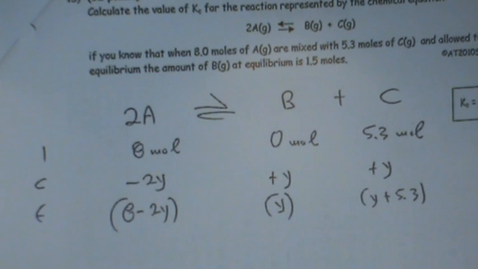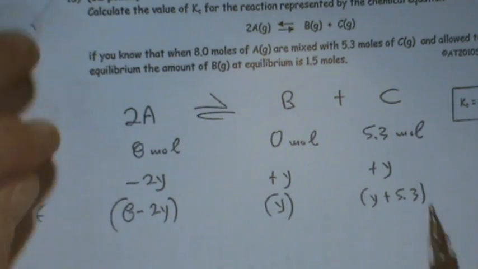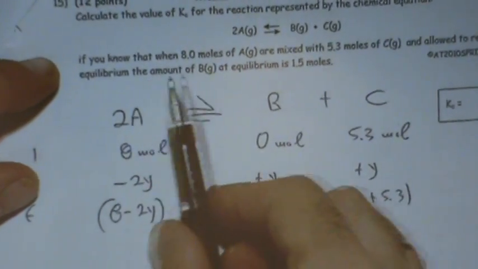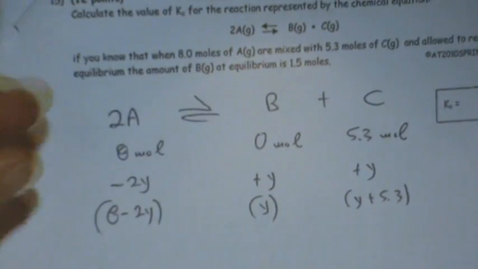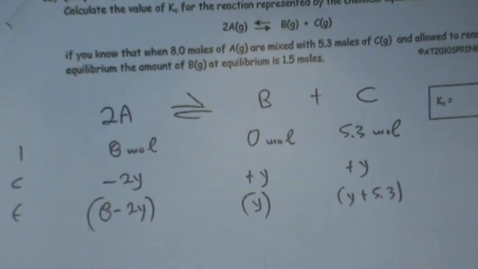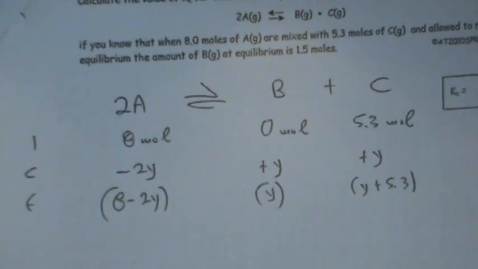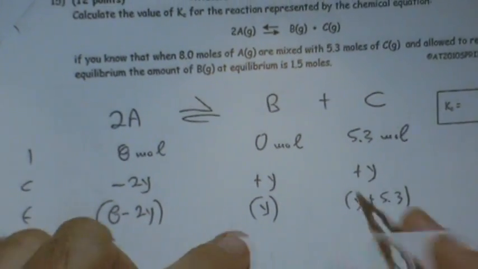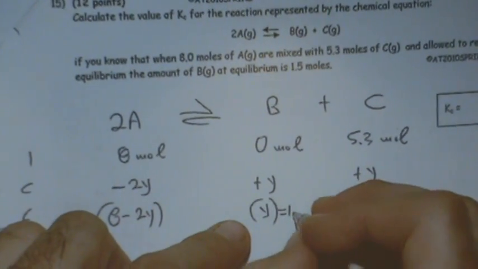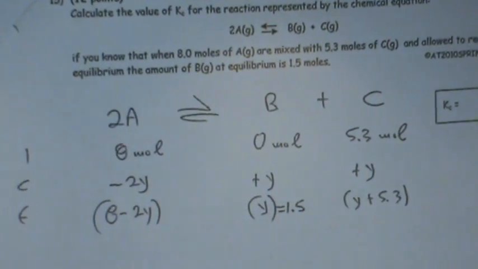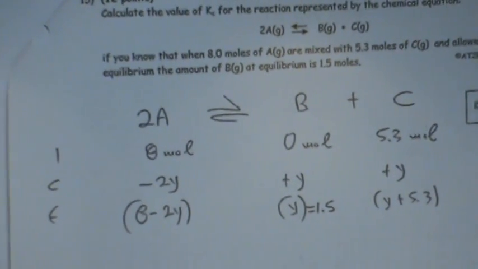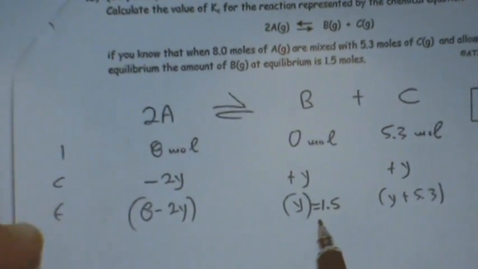This should be, right? Now, what does it tell us? It tells us that the equilibrium number of moles of B is 1.5. Or no concentration, sorry. The number of moles of B is 1.5. So really it's giving us this. This, we know it's how much? 1.5. Do you agree with that?